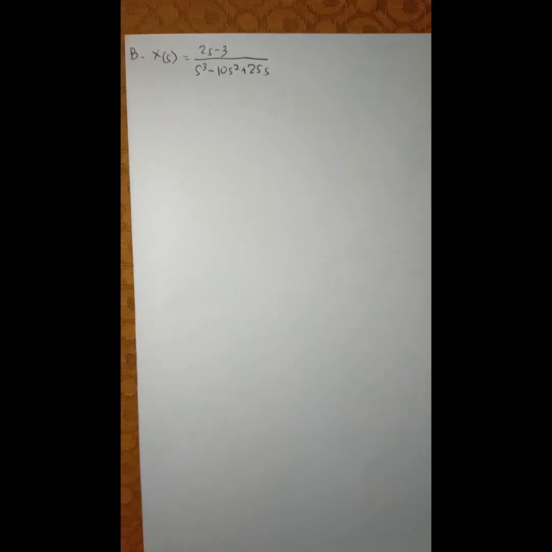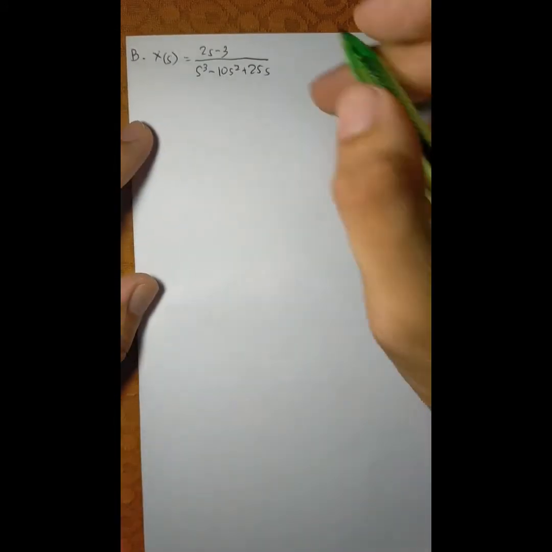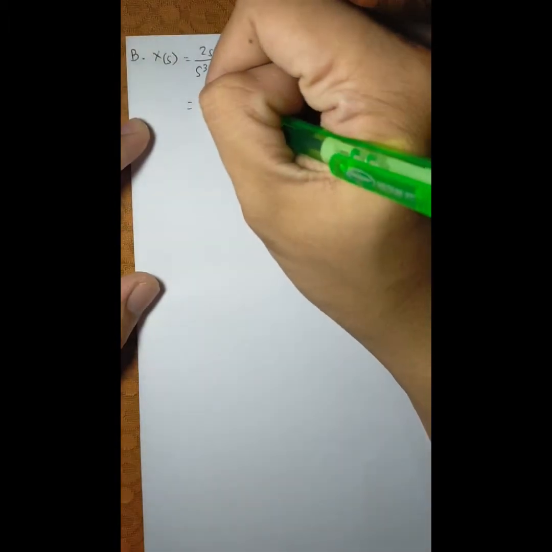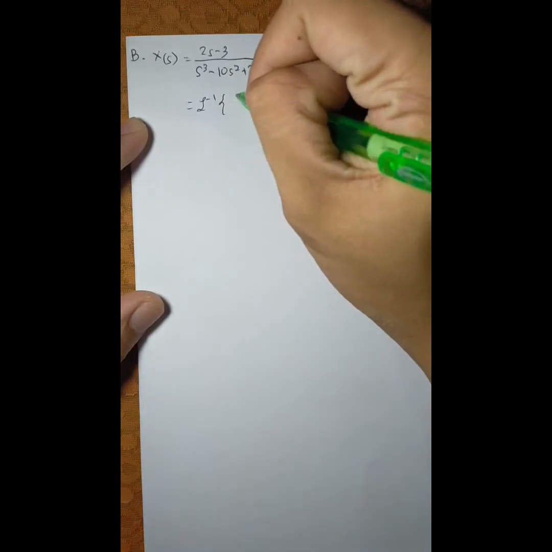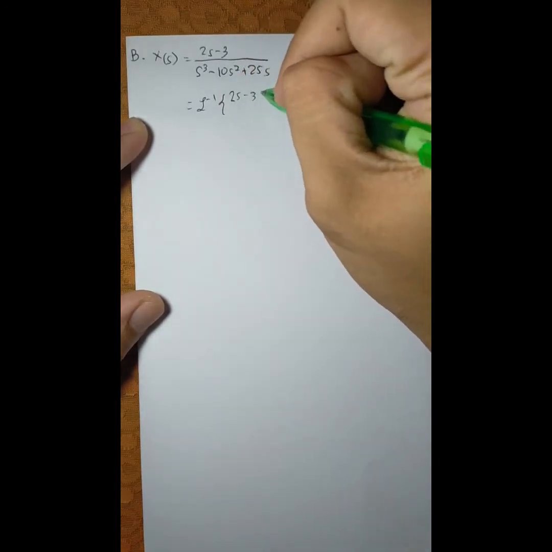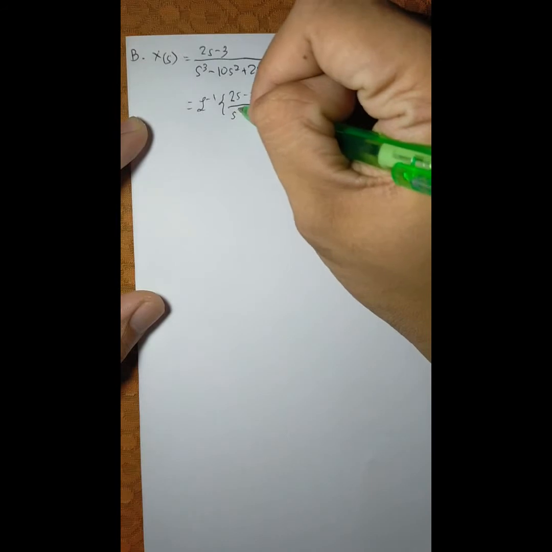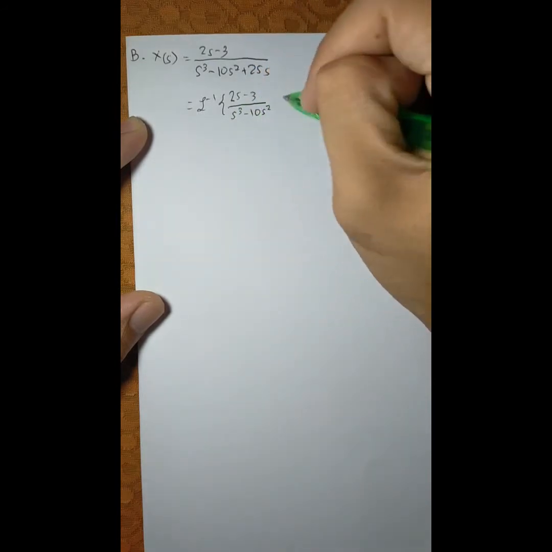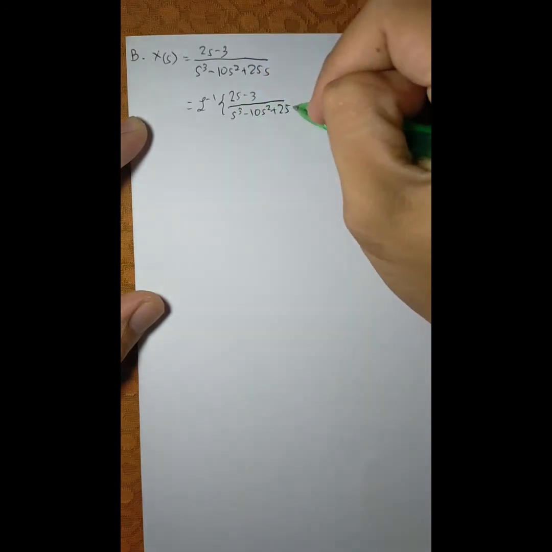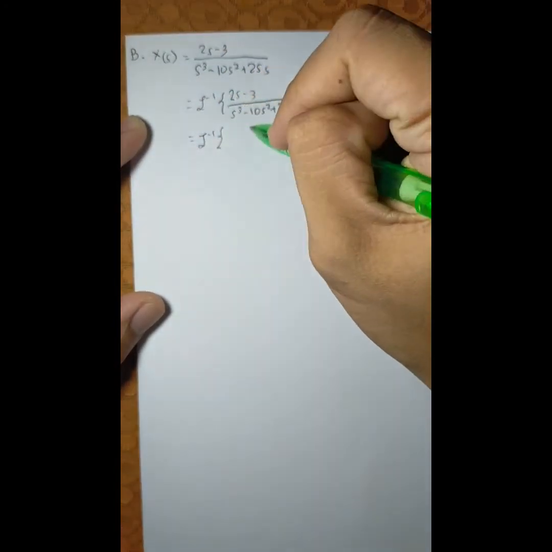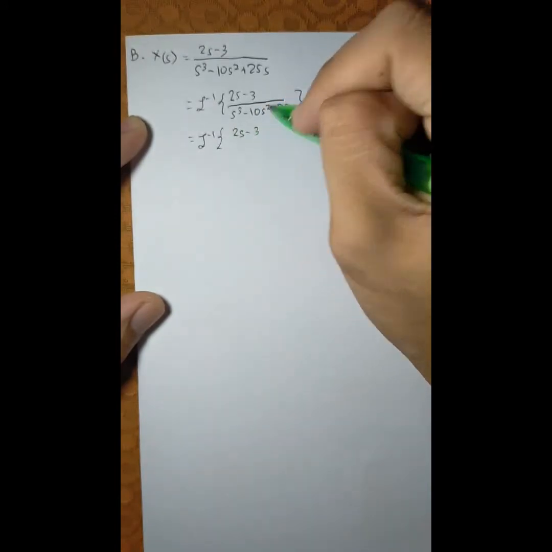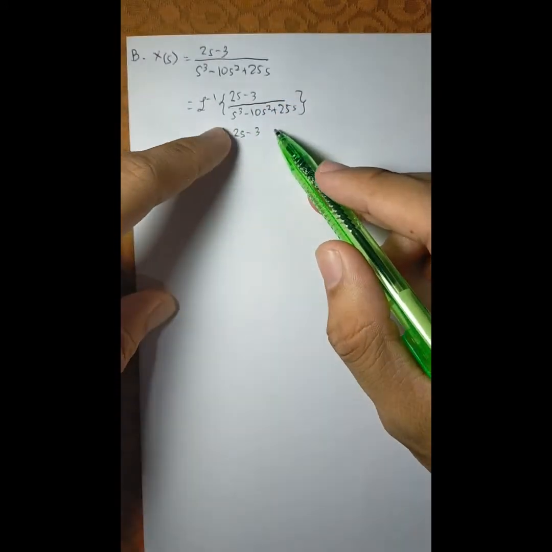So in letter B, we have X of s is equal to 2s minus 3 over s cubed minus 10s squared plus 25s. To get the inverse Laplace transformation, we have 2s minus 3 over s cubed minus 10s squared plus 25s, and we will factor out the denominator.